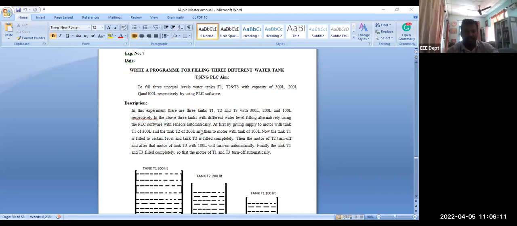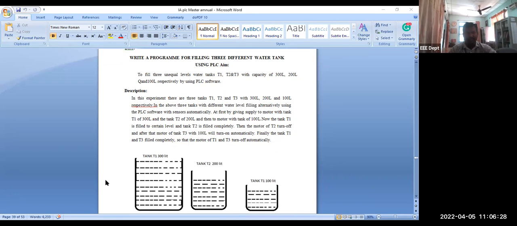Okay. So at first, supply is given to the motor with tank T1 of 300 liters and tank T2 of capacity of 200 liters, and then supply to the motor with the tank of 100 liters. Now the tank T1 is filled to a certain level and the tank T2 is filled completely.